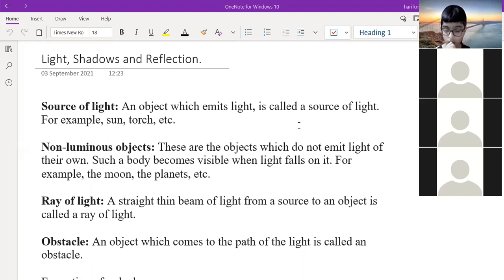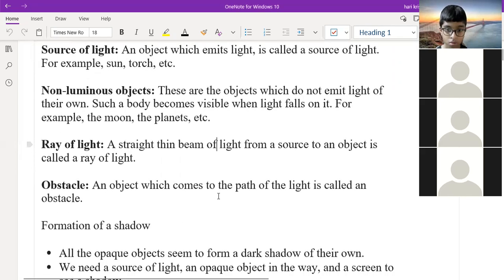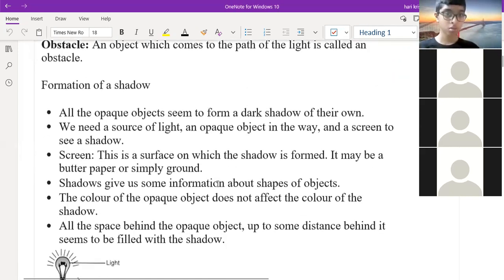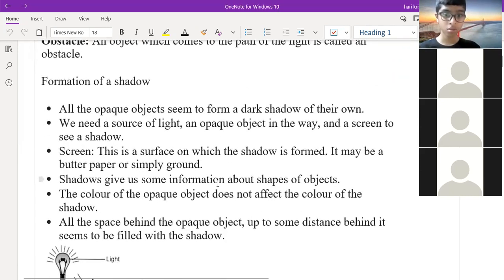Shadows can have different shapes based upon the shape of the object. If you keep a circular ball, it will form a circular shadow. If you keep a hand, it will form the shadow of the hand, right? So the shape of the shadow depends upon the type and shape of the object. An obstacle is an object which prevents the path of light. So there are 6 different conditions to form a shadow.